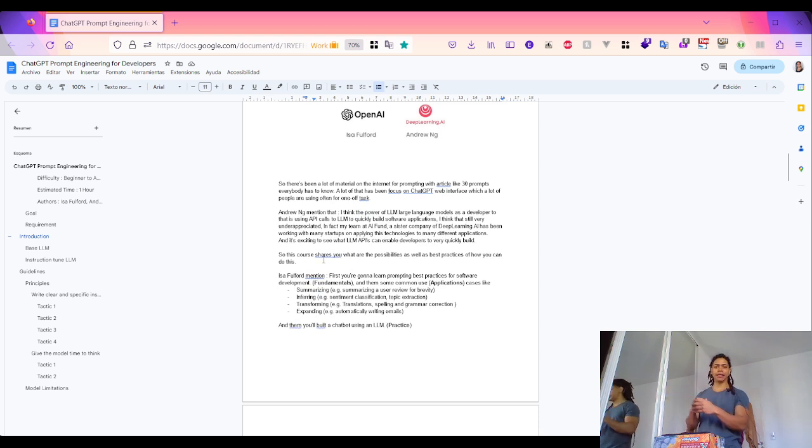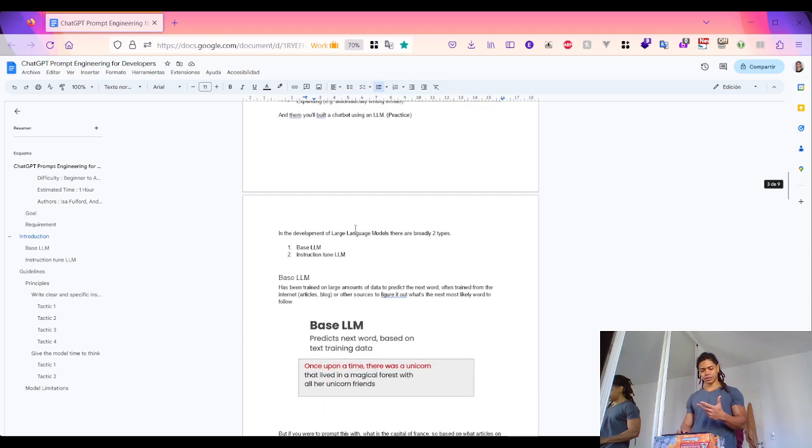And they share how this course is made up. First, they look at the principles or the fundamentals. Then some of the most common use case applications, like summarizing, inferring, transforming, and expanding. And then how to build a chat app using an LLM.